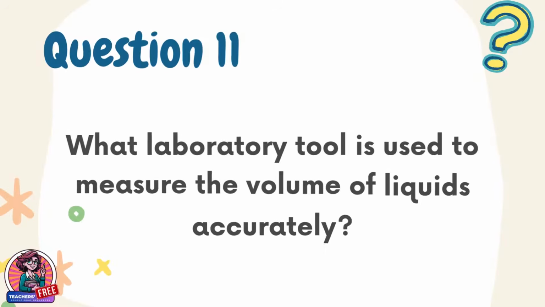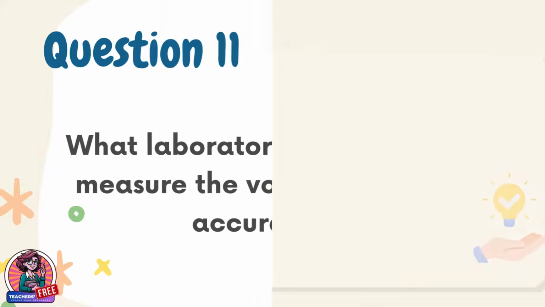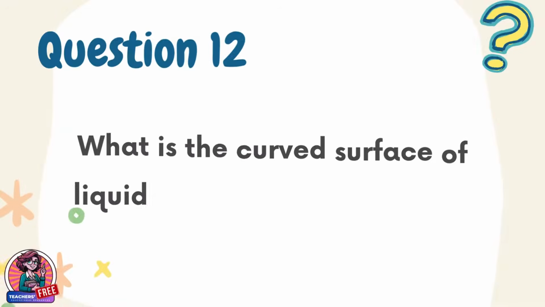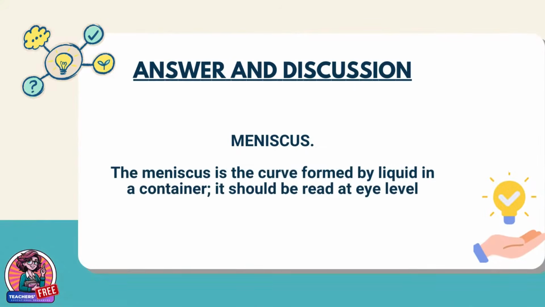Question 11. What laboratory tool is used to measure the volume of liquids accurately? Answer: graduated cylinder. Graduated cylinders provide more precise liquid volume measurements compared to beakers. Question 12. What is the curved surface of liquid in a graduated cylinder called? Answer: meniscus. The meniscus is the curve formed by liquid in a container. It should be read at eye level.